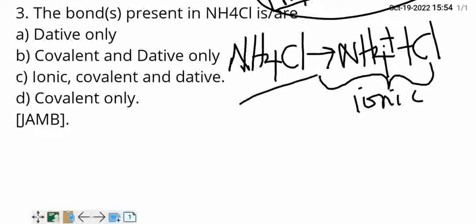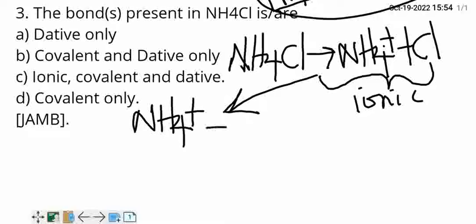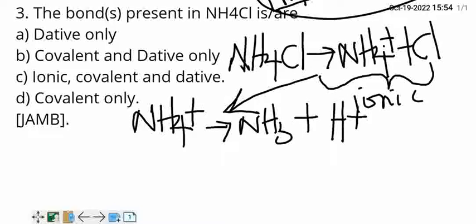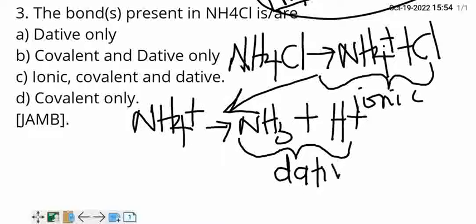Now in the ammonium you have there, the ammonium ion consists of ammonia and then hydrogen ion. When hydrogen ion reacts with ammonia molecule, it forms ammonium ion. The hydrogen ion here is bonded to the ammonia molecule by dative bond. What bonds them together is dative bond, because here it involves sharing of electrons, and all the electrons shared are contributed by only the ammonia molecule.